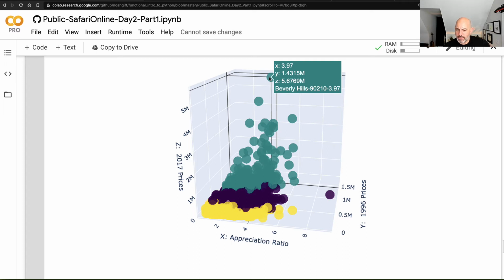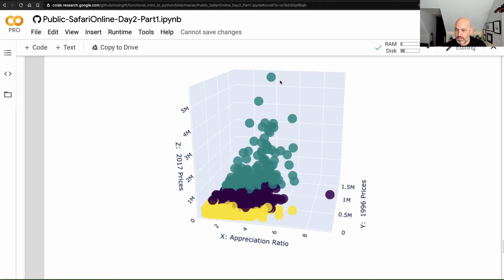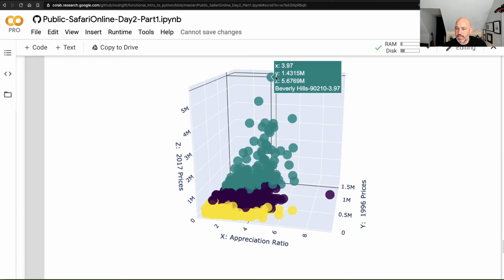You can see that it starts at 1996, when the home price was 1.4 million, and then it's gone all the way up to this value here, which I think is the 2017 price, 5.67 million. So it's gone up 4 times. It's 4 times what it was worth 30 years ago.